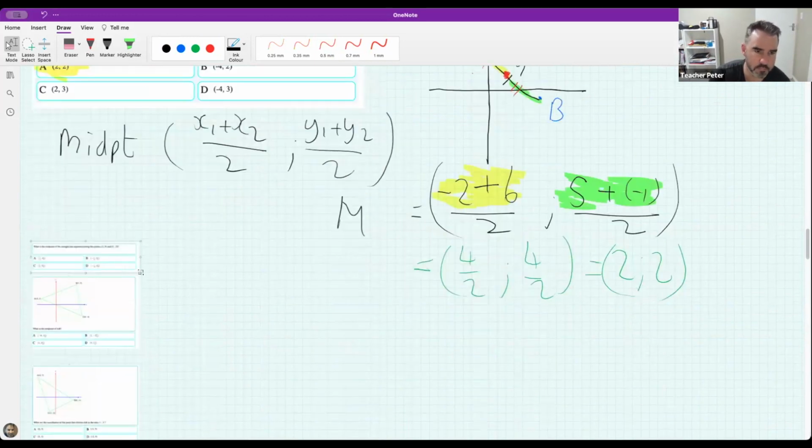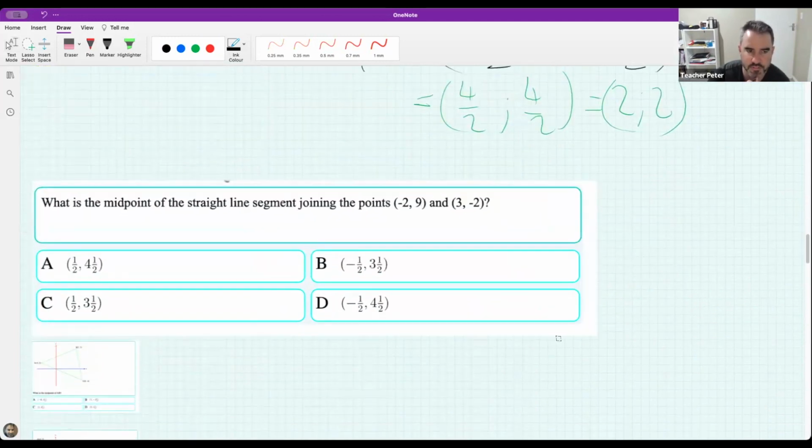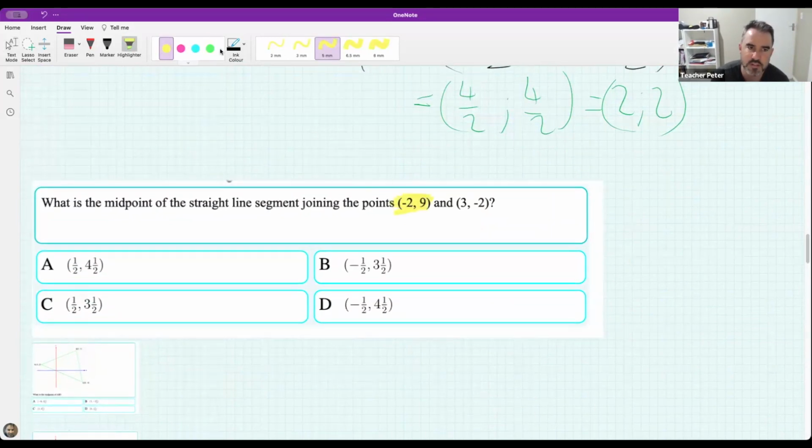All right, let's do another one. Please find me the midpoint of these 2 coordinates. So what is the midpoint between these 2 coordinates? Tell me the answer in the chat with A, B, C, or D.